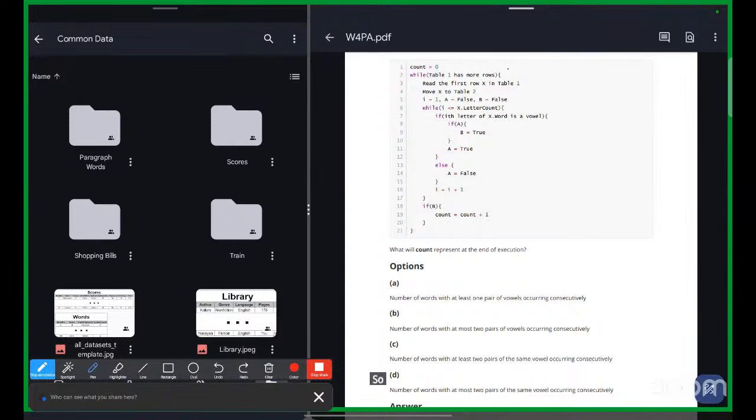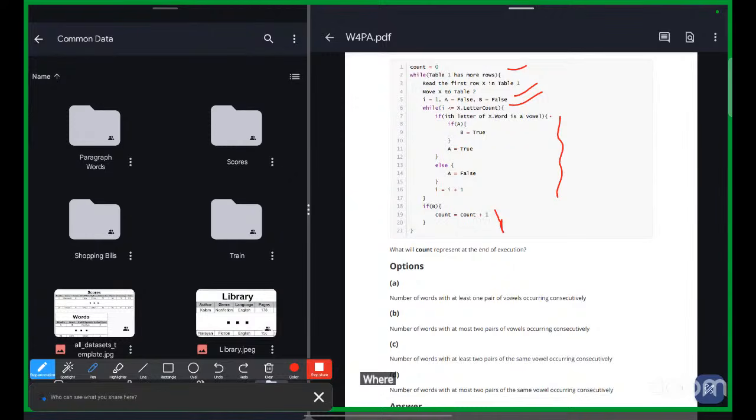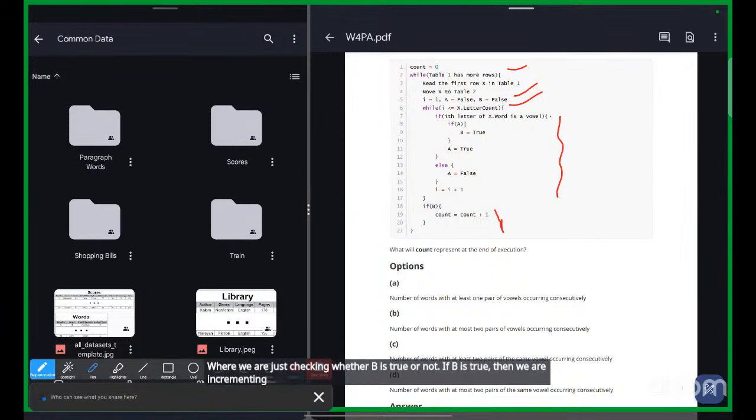So here, first of all, we have two loops. Inside the first loop, we are initializing some variables, and in the second loop, we are doing some checks, if conditions and else condition, and then we are updating the value for a and b. Finally we have another if outside the second loop where we are just checking whether b is true or not. If b is true, then we are incrementing count. If it is not true, we are not doing anything to count, right?